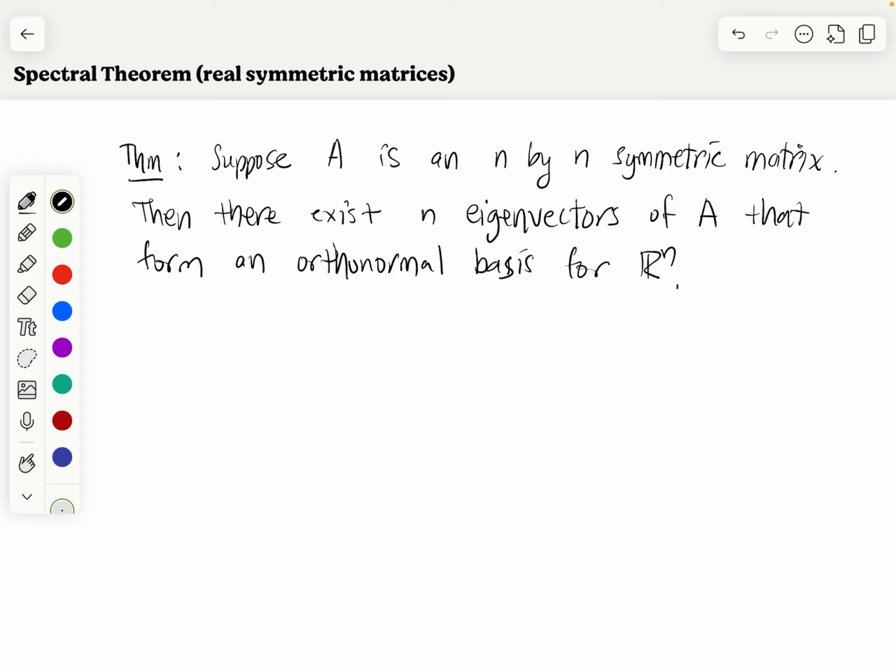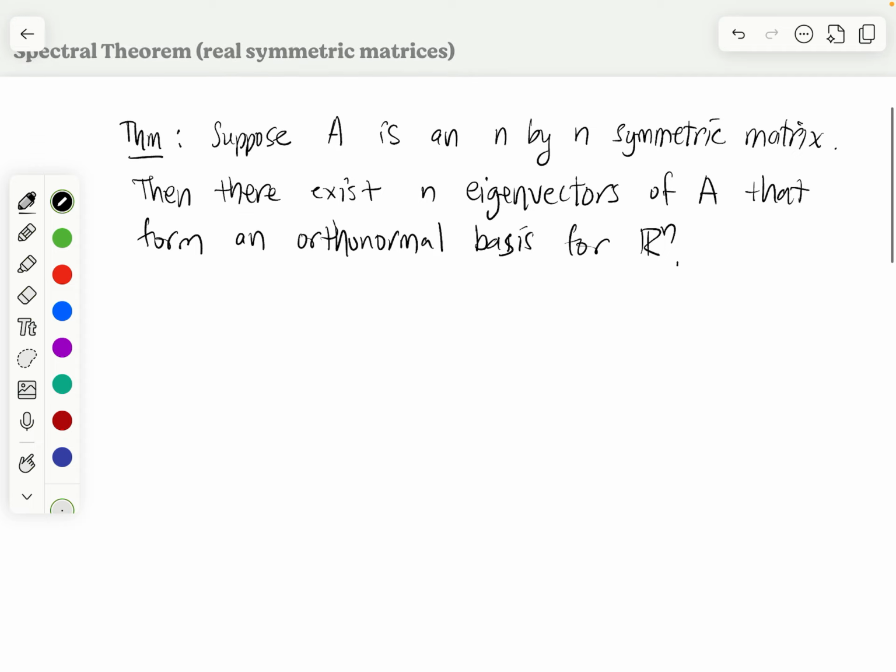And remember what it means for these n vectors to be an orthonormal basis. First of all, they're a basis for Rn, so the set is linearly independent and spans Rn. And the orthonormal part means that all the eigenvectors are unit vectors, and that they're orthogonal to each other. Well, if you have eigenvectors, you can always make them unit length just by dividing by the length. So that's not the important part. The important part is that you can choose them to be orthogonal to each other. And we'll take a look at an example.